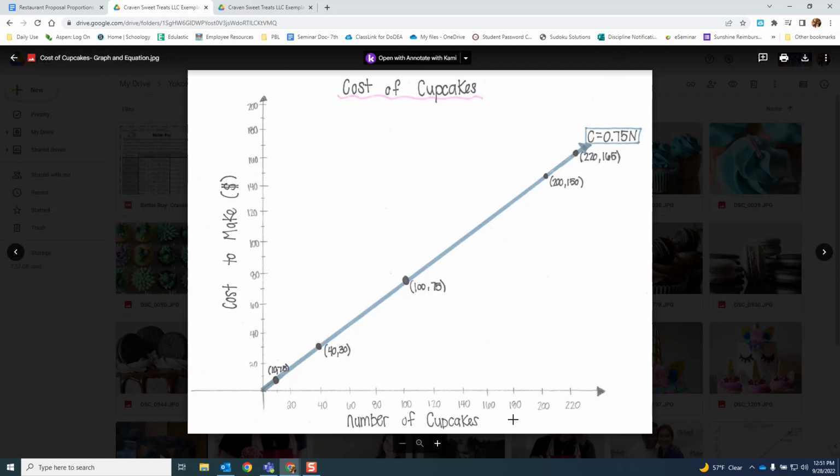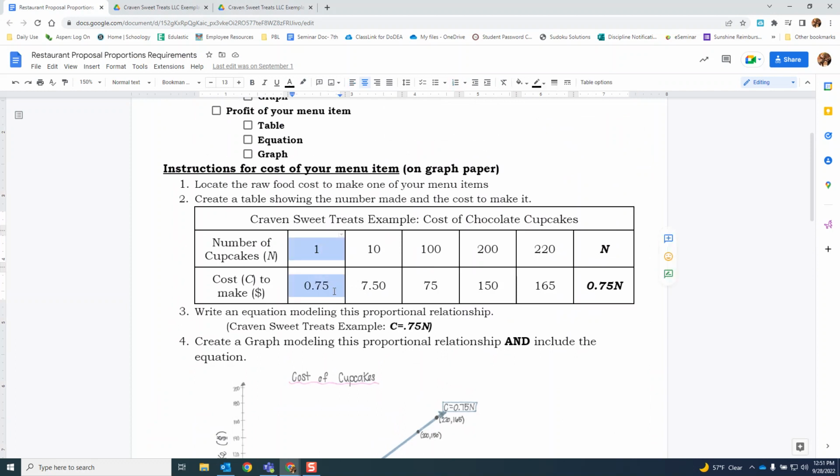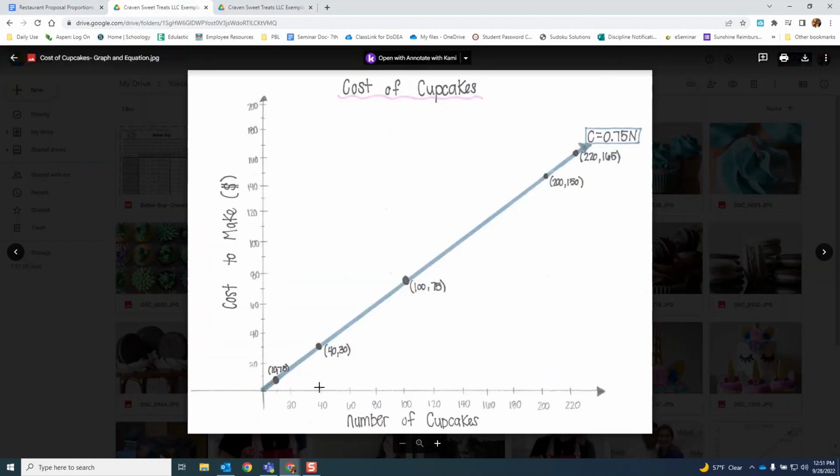Once you have created your scales and titled both your axes, then you can start plotting your points. That's where you go back to the table that you created. For instance, mine was 1 comma 0.75. That one would have been really close down here to the origin because it's close to 0, 0. Then the next one you can see was my 10 and the 7.5. I went over for 10 cupcakes and then I estimated 7.5, so a little bit less than 10, so it fell right about there. And then you can see I did 40, 30.